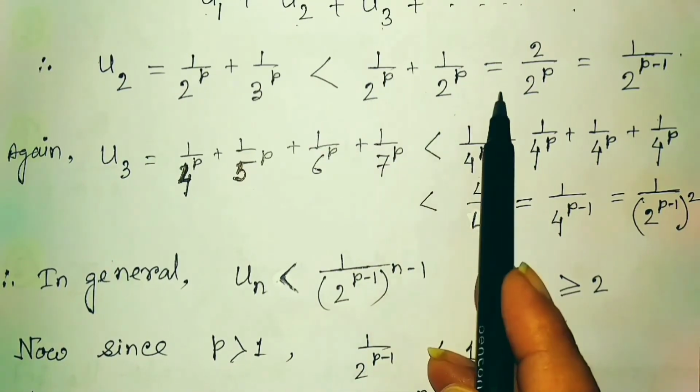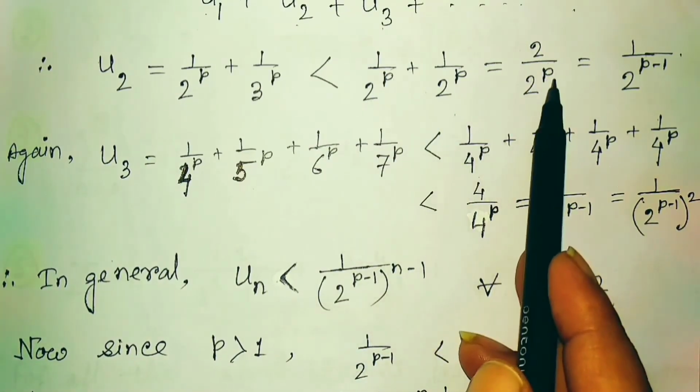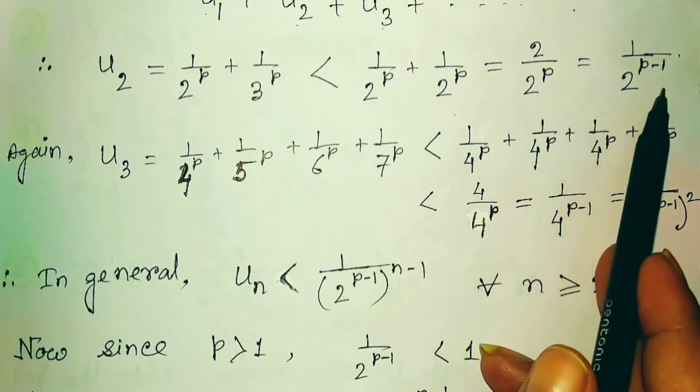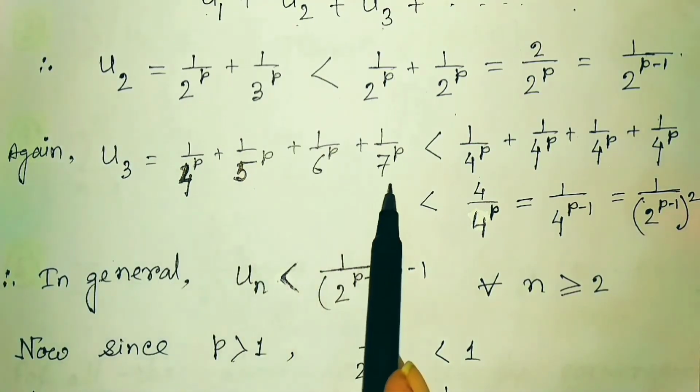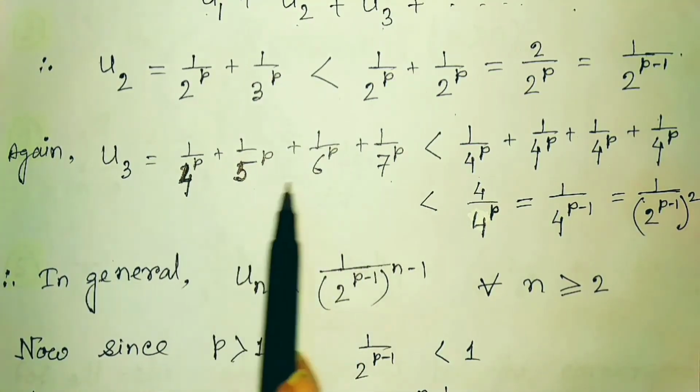If we simplify, then we will find out it is 2 upon 2 to the power p, which equals 1 by 2 to the power p minus 1. Now if we consider U3, this means there are 4 terms. Each term here is 4, 5, 6 and 7.